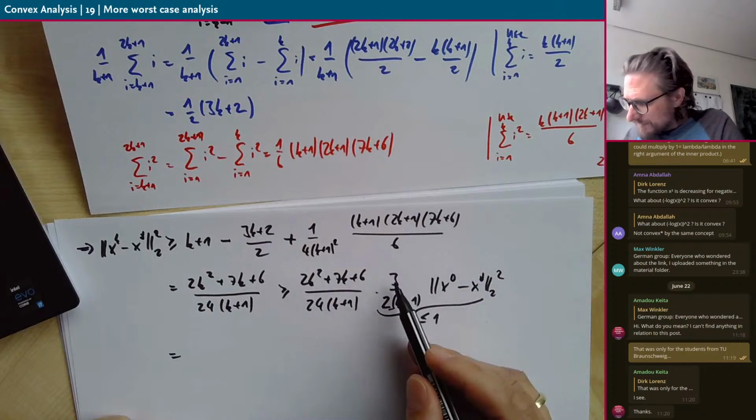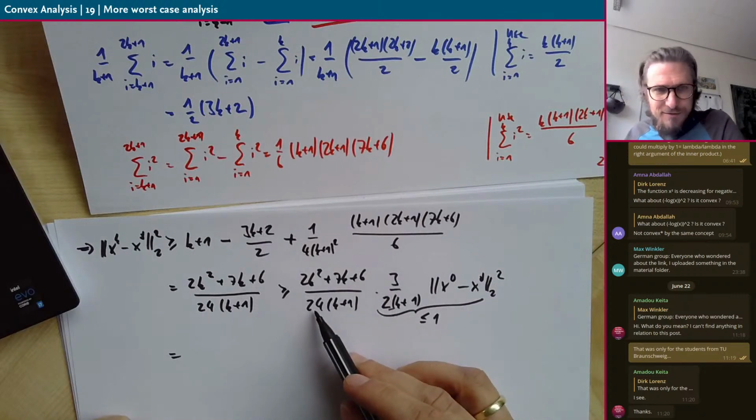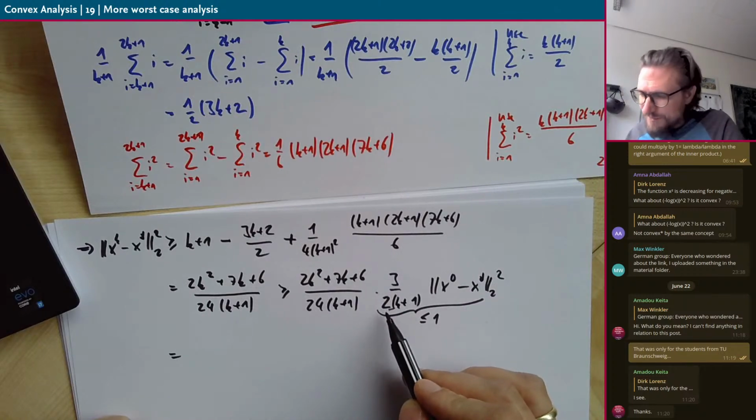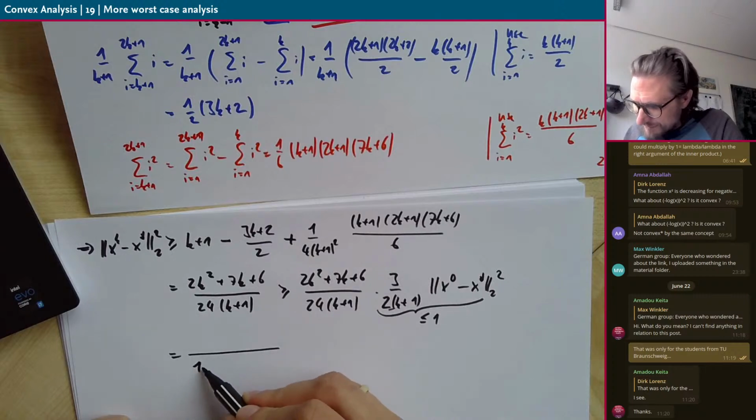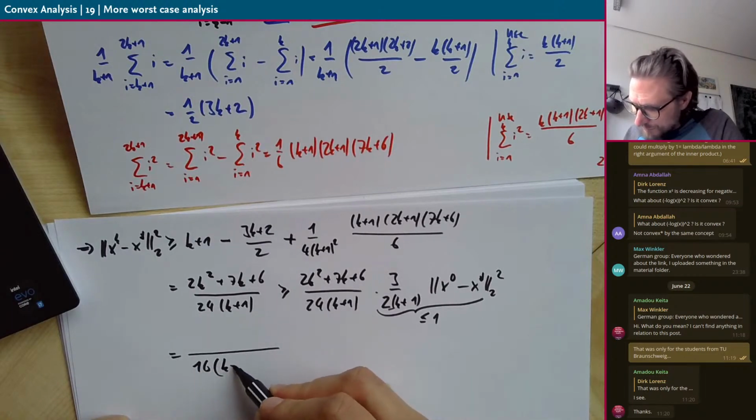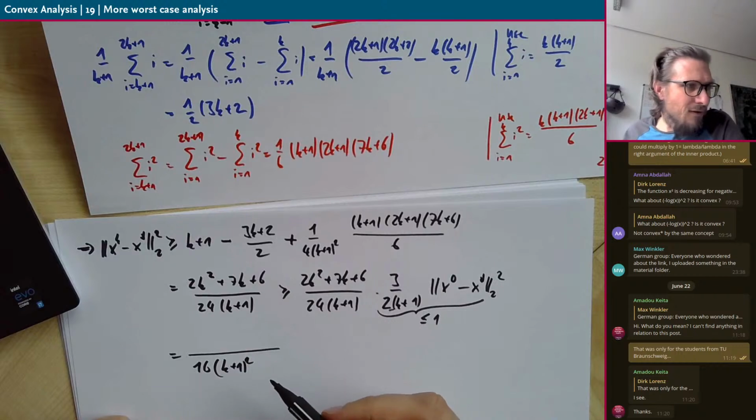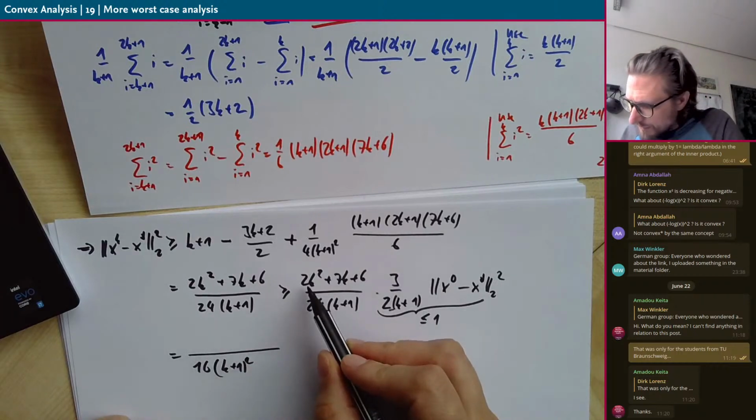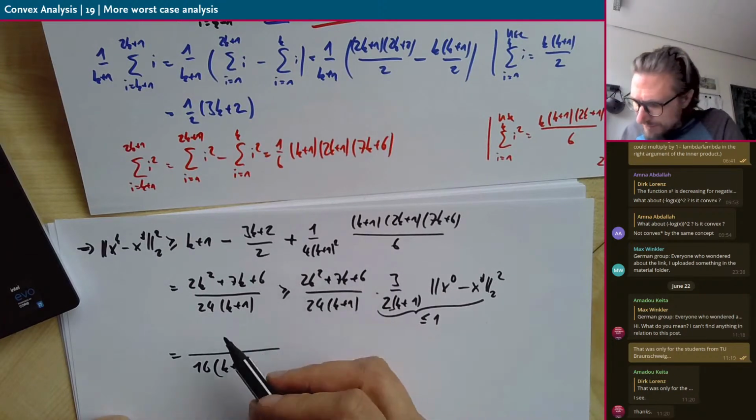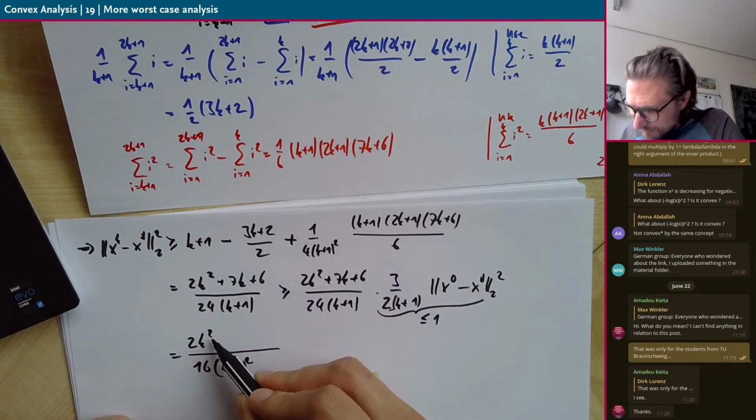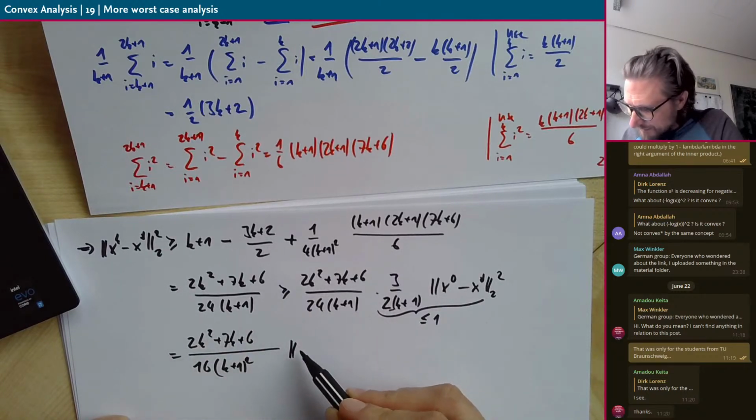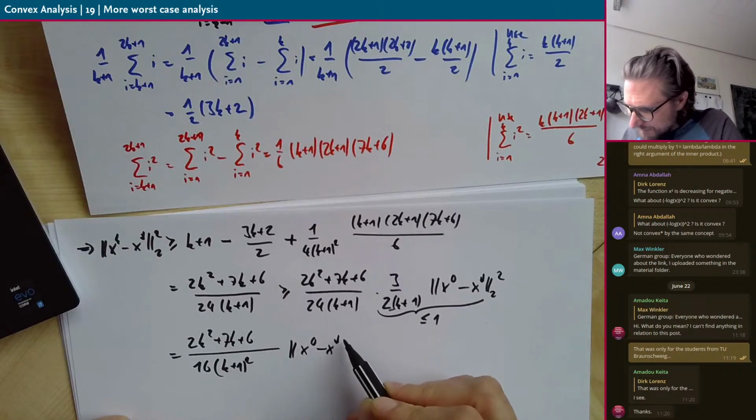So 3 and here cancels to an 8, but there we get a 2 over here, which gives us 1/16. And down here we get the (k+1) squared. And up there we are left with this guy here, 2k plus 2k squared plus 7k plus 6, and this is here in the end, still x0 minus x star.